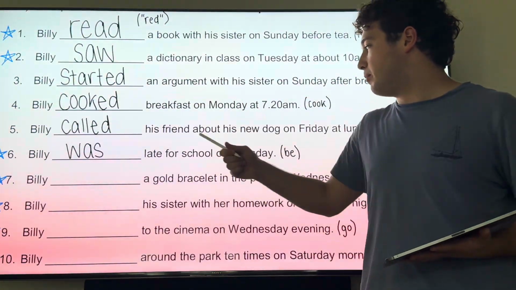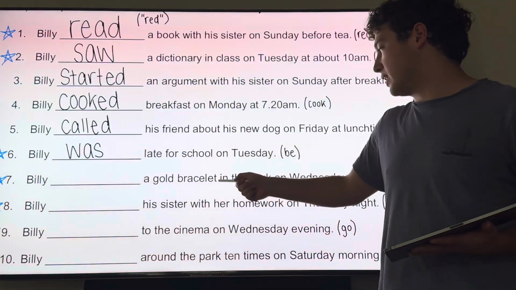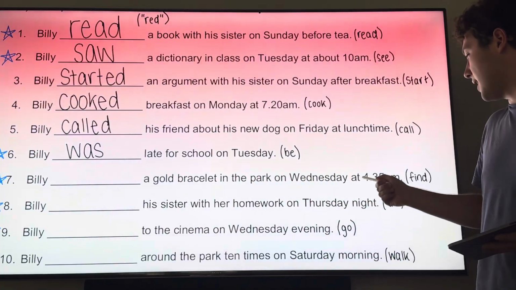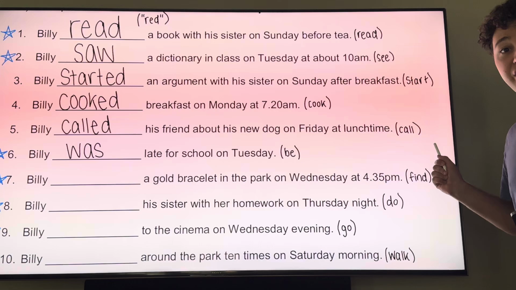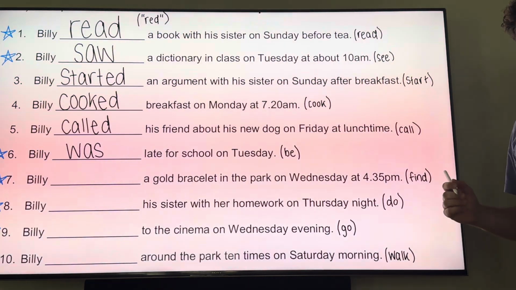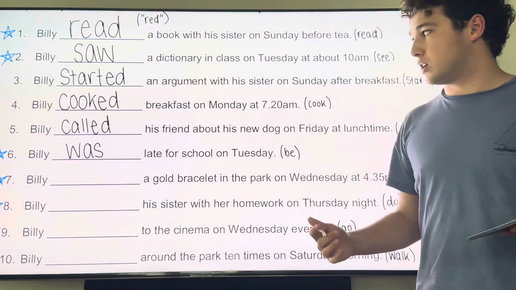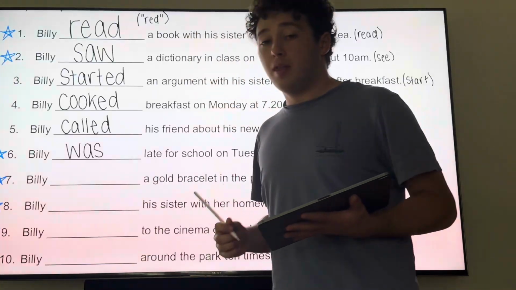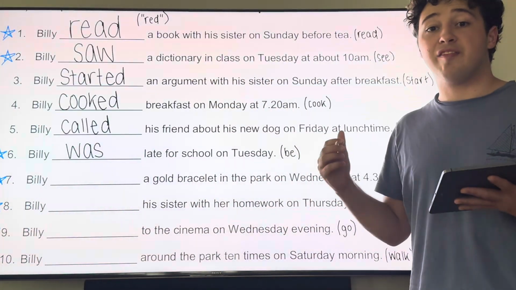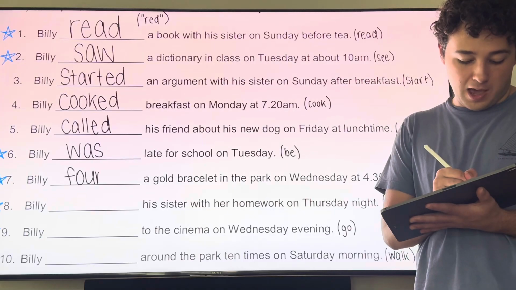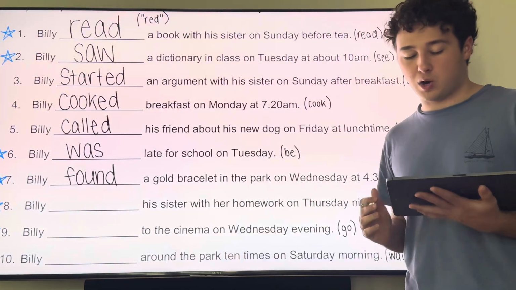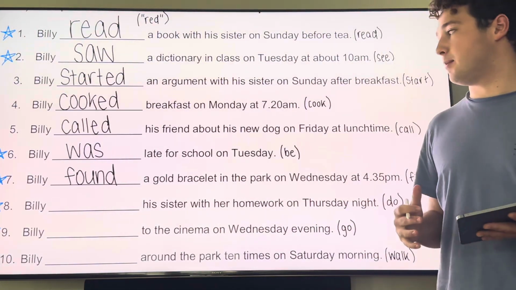Number 7, Billy blank a gold bracelet in the park on Wednesday at 4:35 p.m. Now, the verb they give you is find. Find. And this is irregular by the star here. The past of find is found. Billy found a gold bracelet in the park on Wednesday at 4:35 p.m.